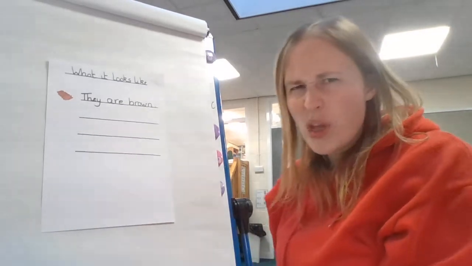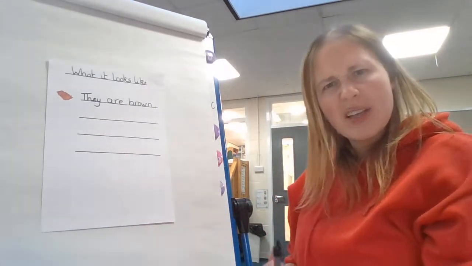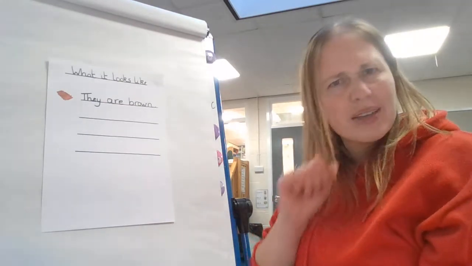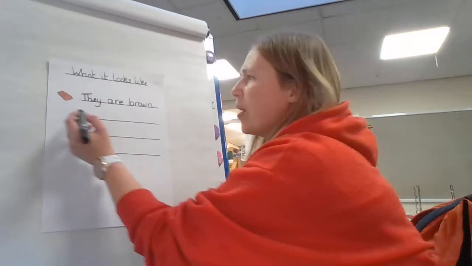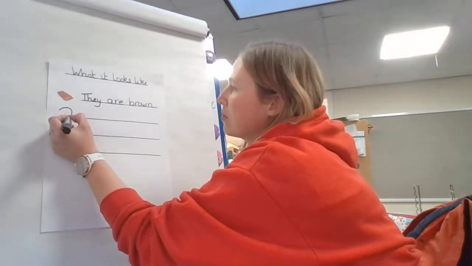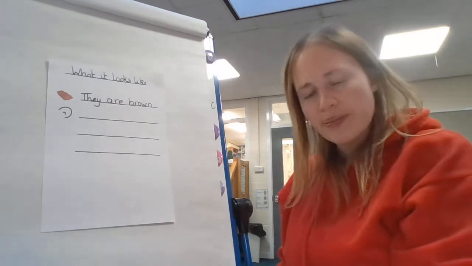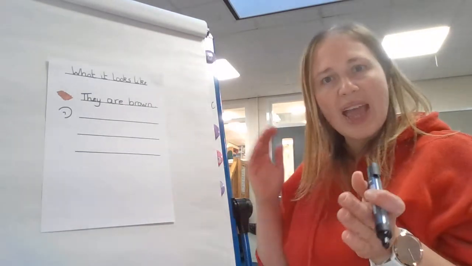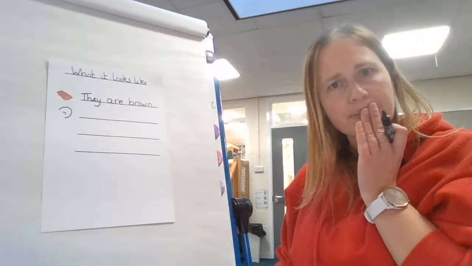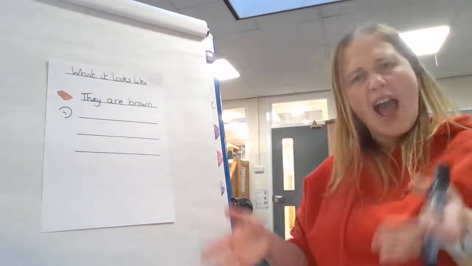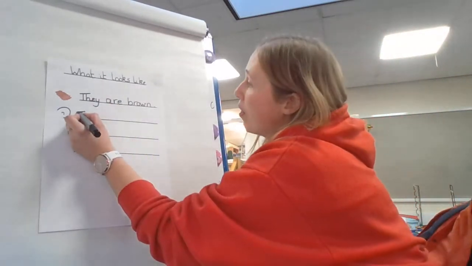Now, if you have a look at some grizzly bear pictures, you might notice something about their ears, and that is that they're quite round. So I might draw a round ear. And then I could write, how about they have round ears? Yeah, that's what I'm going to write. They have round ears. Tricky word there. I've already got it once.